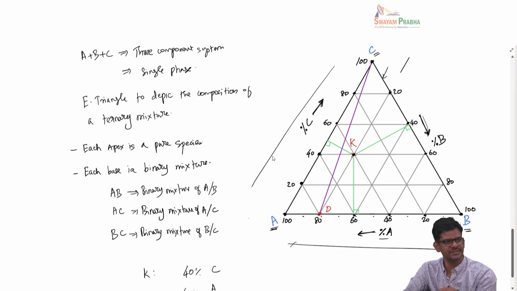Sometimes we reverse this axis. Sometimes we write in terms of B in this line. So whichever way it is given, we should basically approach this particular method.